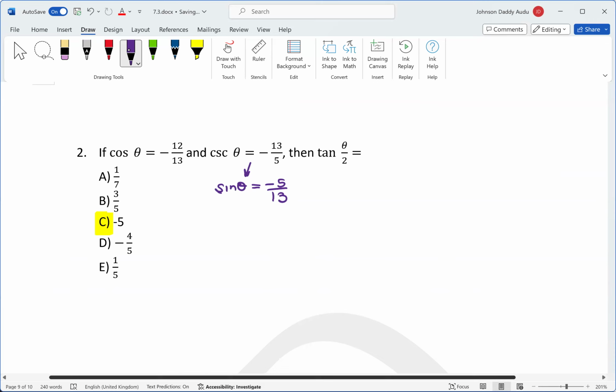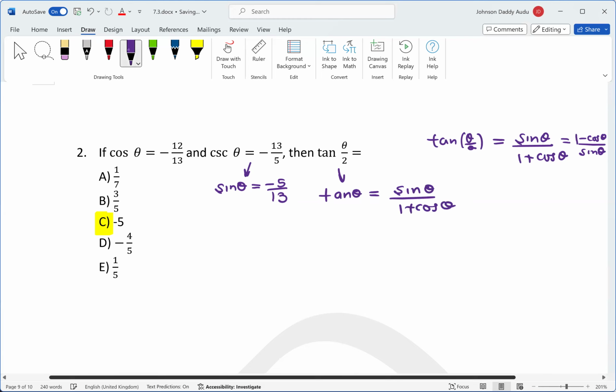We already have two formulas for tan. We know that we have two formulas for the half angle of tan, which is either sine theta over 1 plus cosine theta, or the other one, which is 1 minus cosine theta over sine theta. So any one we use is fine. So let's use the first one, which is sine theta over 1 plus cosine theta.